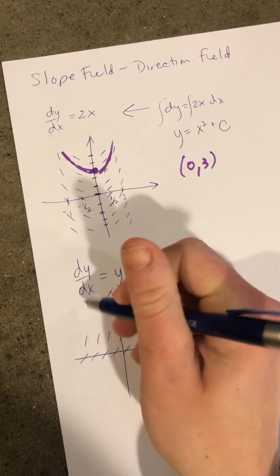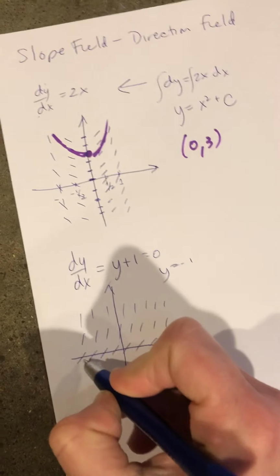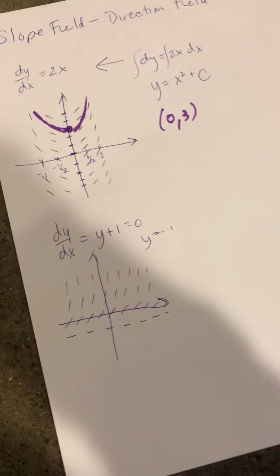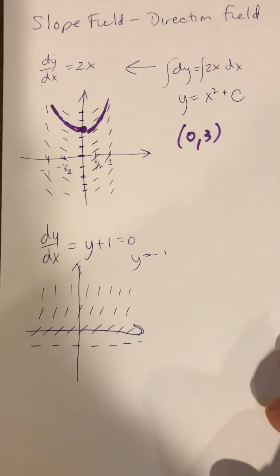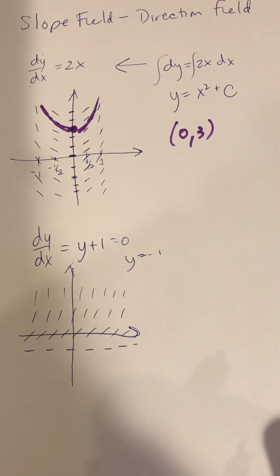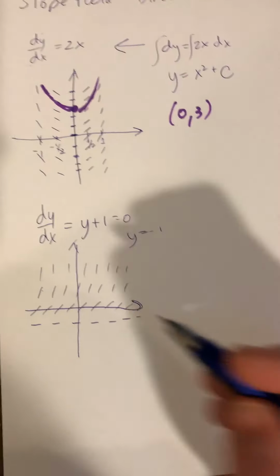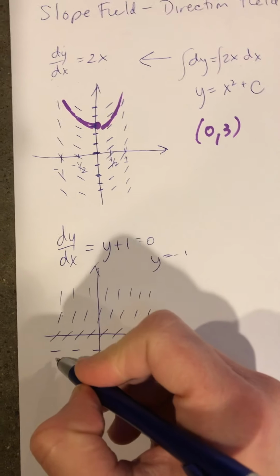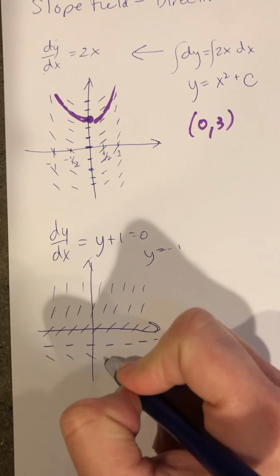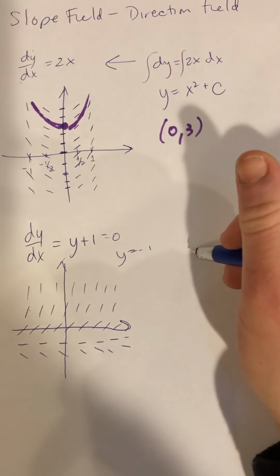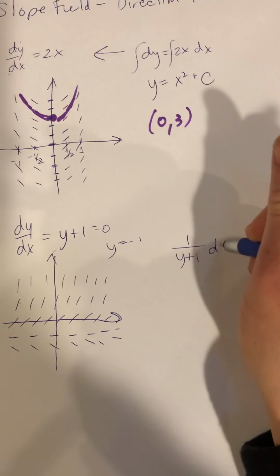Where is the slope 0? Well, this is 0 when y equals -1, right? So when y equals -1, I'm going to have those little horizontal slopes. If I plug in something like -2 for y, I'll have slopes of -1, which is going to look more like this.